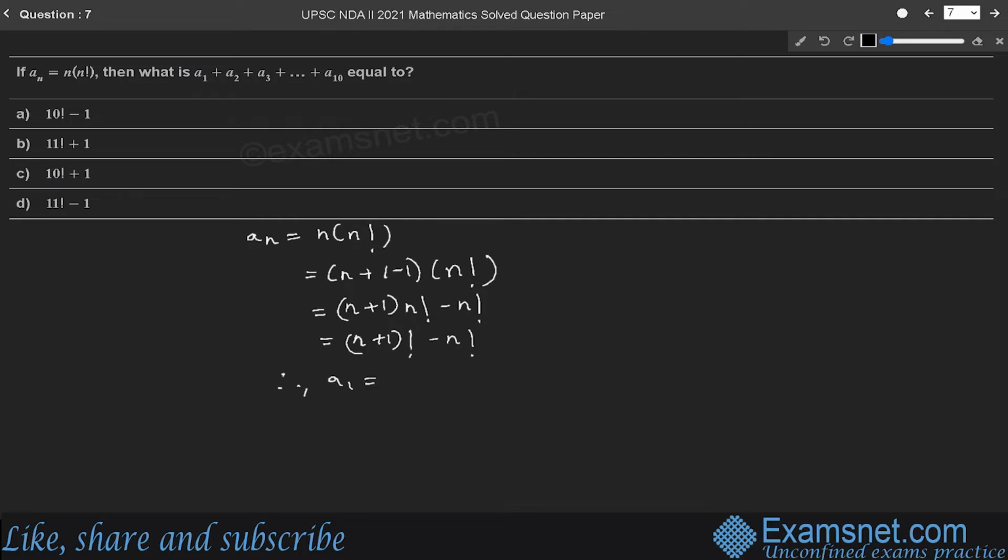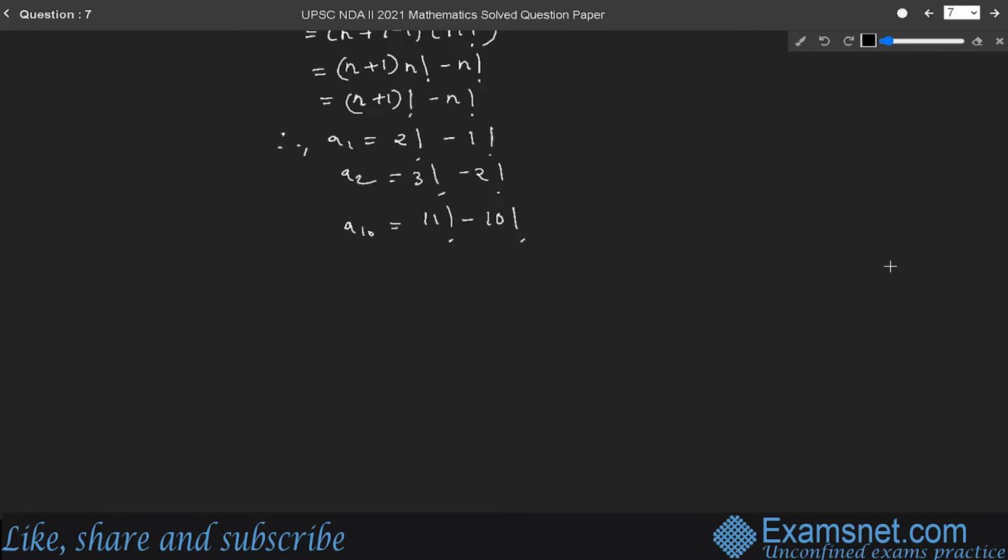Therefore a1 will be 2 factorial minus 1 factorial. Similarly a2 will be 3 factorial minus 2 factorial. Similarly a10 will be 11 factorial minus 10 factorial. So now we can easily find the value of the given term. We have to find the value for a1 plus a2 plus a3 plus up to a10. So putting the values here, we will get 2 factorial minus 1 factorial plus 3 factorial minus 2 factorial plus 4 factorial minus 3 factorial, so on up to 11 factorial minus 10 factorial.